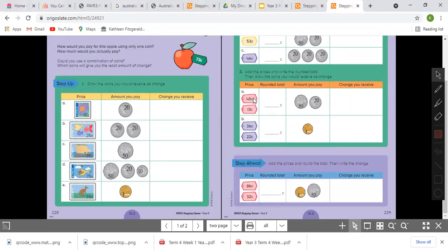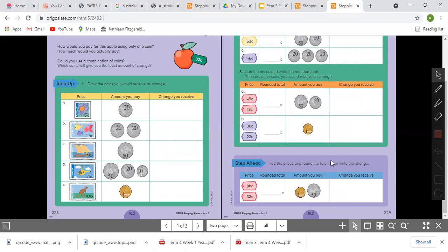Similarly, you're going to add these two amounts. You're going to round them. Okay, you need to add 45 cents plus 13 cents. Then when you've got your total answer, round it, either up or down, and then you're paying with 70 cents. How much change will you receive?